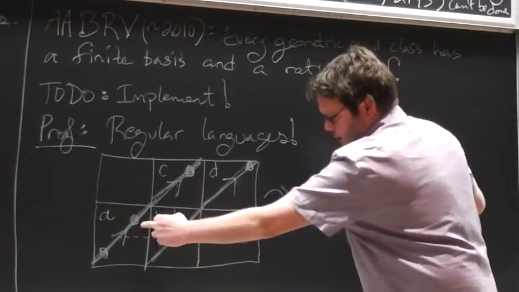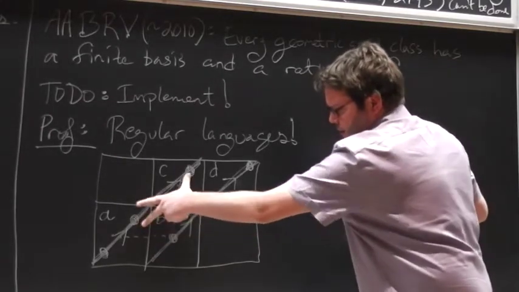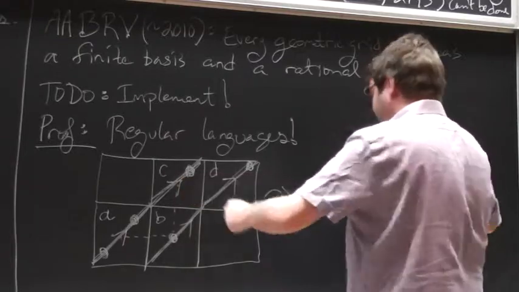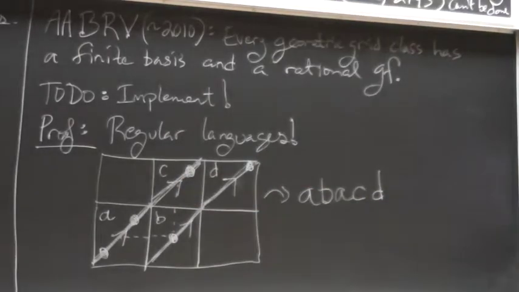And then I'm going to hit, I think, this A, or you could make a case it might be that C. And then I'll hit the C, and then I'll hit the final D up there. So given a geometric grid class, we can write down some word that describes a permutation in it.